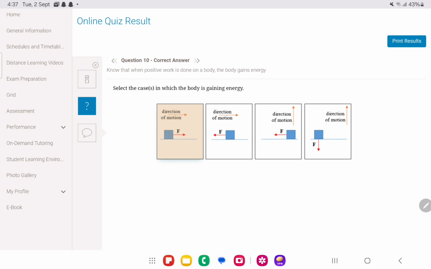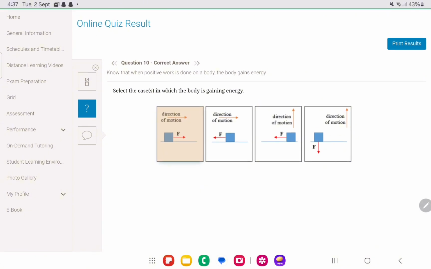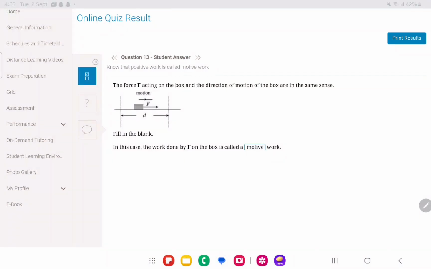And then the third one, when you have a force acting on the right or on the left, and the motion is up, nothing happens. Same thing for the last one. I don't know how to properly explain it, but just nothing happens. If the direction of the motion is up but the force is on the left, nothing's going to happen. But if they're both going in the same direction, then you're going to gain energy. When the motion is going in the same direction as the force, it's motive. If it's going in the opposite direction, then it's called resistive work.